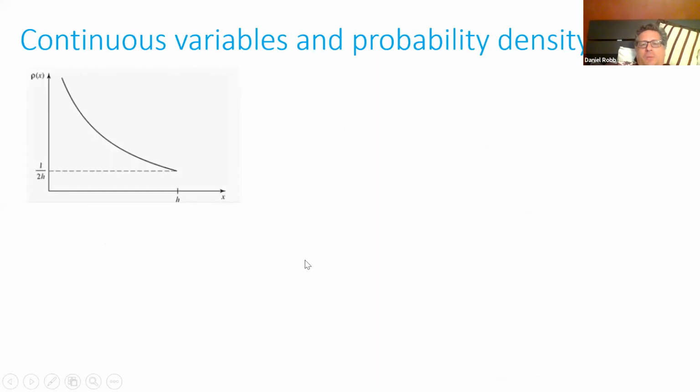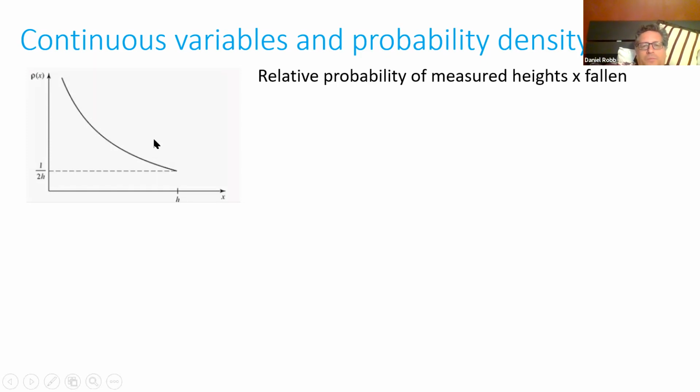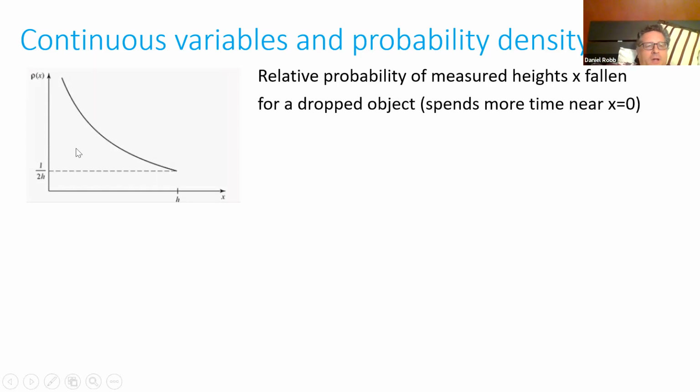Let's look at continuous variables and something called probability density, because position is not like age. Age is 1, 2, 3, 4, 5, 6. It's a discrete quantity, whereas position can take any value in a continuum. So in that case, this is a graph or a plot of the relative probability of the measured heights x fallen for a dropped object.